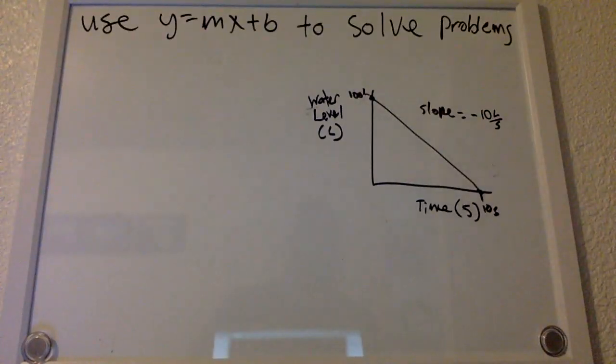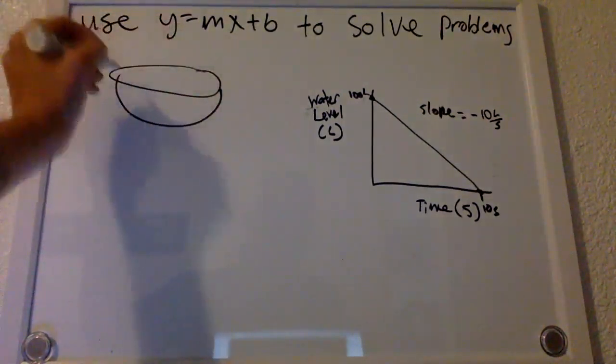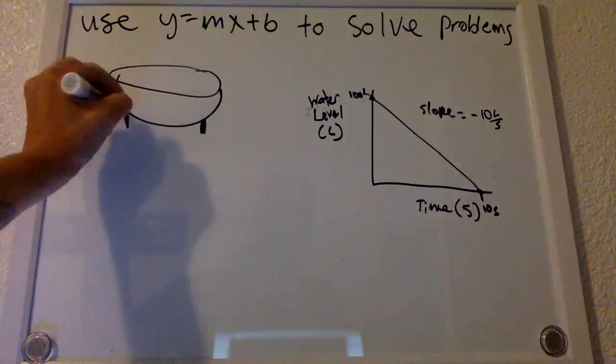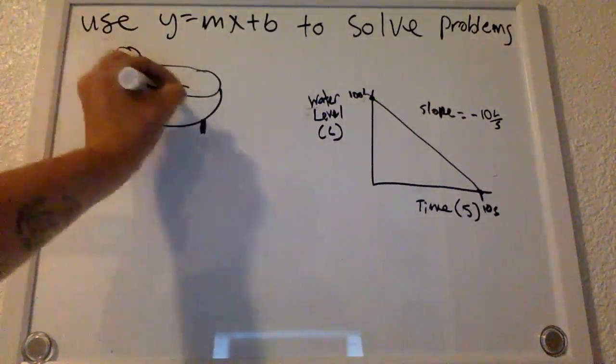Hi physicists, this short video is on using y equals mx plus b to solve problems. So I'm going to give you a scenario. You are in a bathtub. That is clearly a bathtub. That stick figure is clearly you.